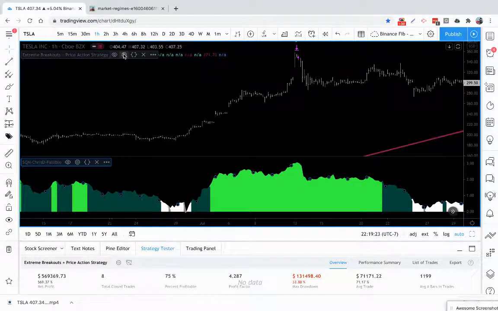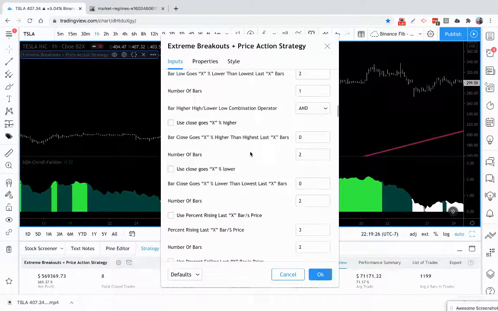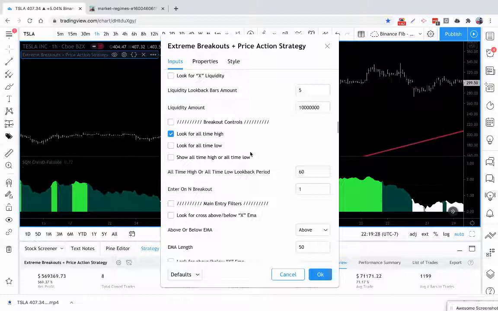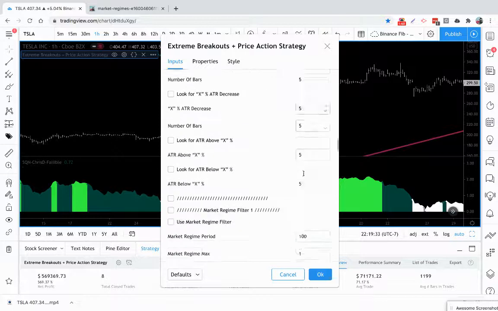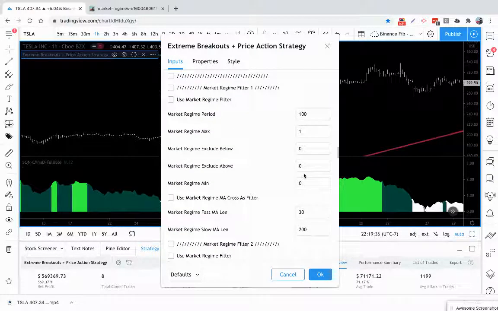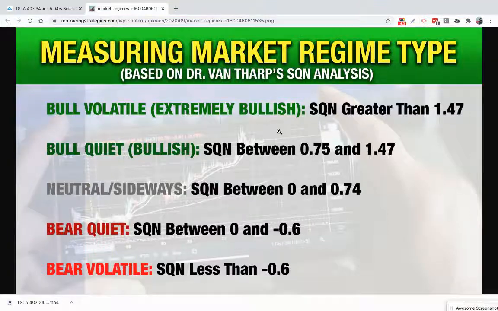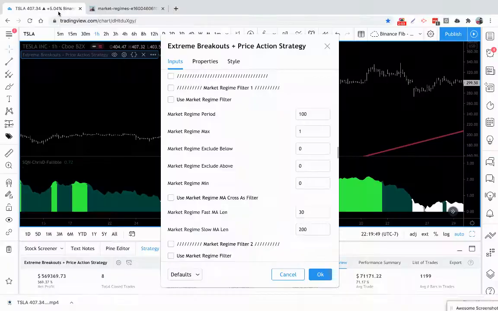Okay, so say we have our breakouts, which we're looking for breakouts that are breaking out the last 60 bars, as an example. And let's say we want to look for very bullish conditions. So going back to this over here, maybe I want to look for something between 0 and 1, for example. Let's just see what that looks like. So here I have market regime filter, use it. My market regime max is going to be a max number of 1. That's the highest it can go. The lowest we want it to go is 0.